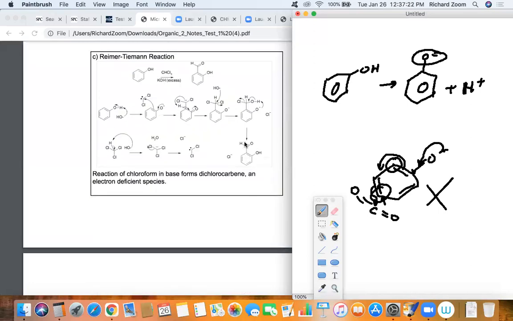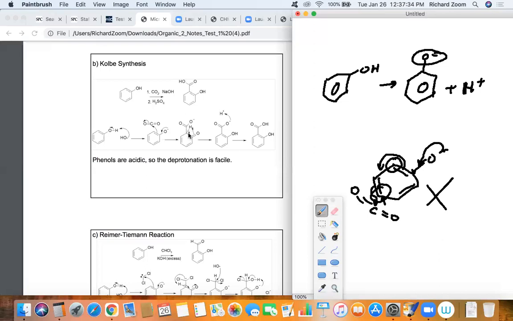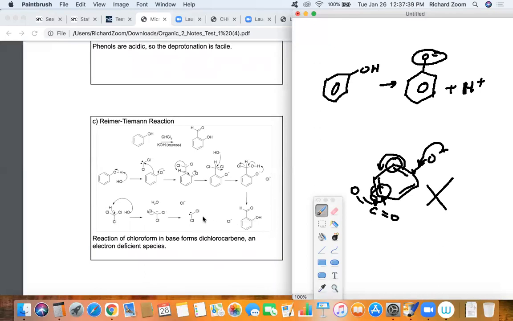So the Reimer-Tiemann reaction is another one, but you won't see this on the test. This is a way that we can create salicylaldehyde, which is only different from the previous one because that's an OH and this is an H. So this is an aldehyde, not a carboxylic acid. And it uses this creature called dichlorocarbene, a very electron deficient species, in order to react with the aromatic ring to form the aldehyde group. I'm not really going to go into that, but it's a very complicated reaction, as you can see here.